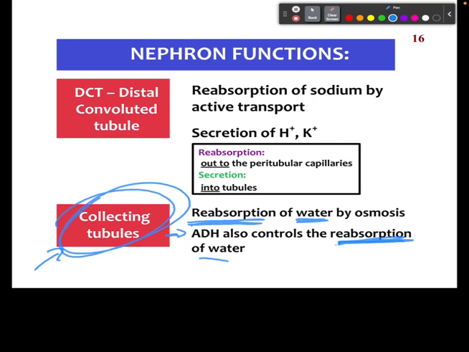At this time, if you have any questions on the functions of the nephron, please let me know.